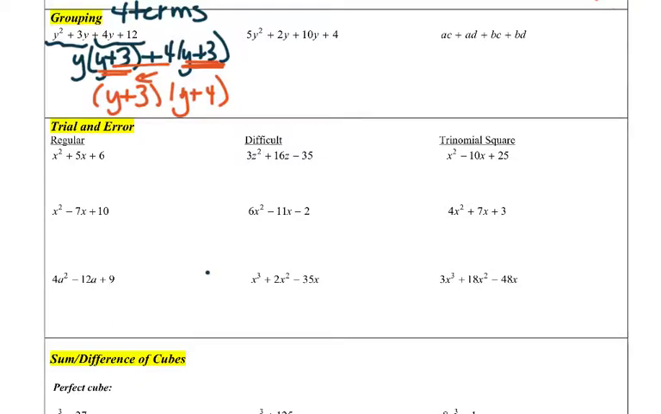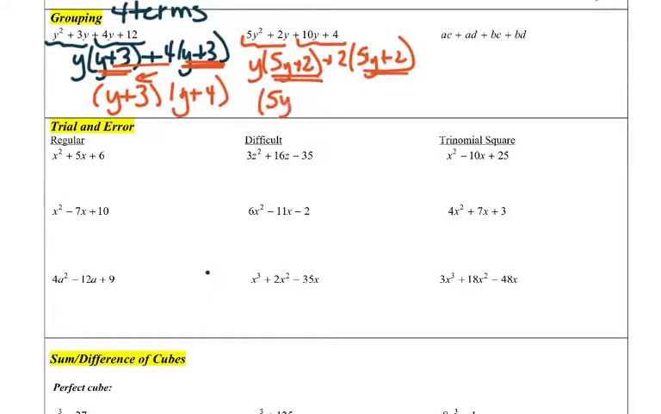The next 4 terms here, group. The common factor in the first 2 is y, left with 5y plus 2. And these problems are set up so you will always get the same common factor group, so it's kind of helpful to know. The common factor is 2, 5y plus 2. 5y plus 2 is your common factor group. And then you are left with y plus 2.